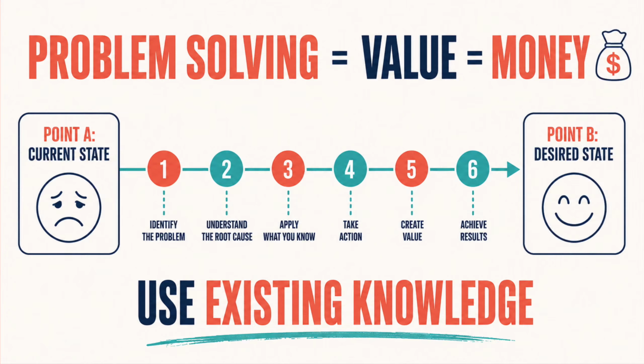So, what you do is number one, you help them identify the problem. Number two, you understand the cause of the problem. Number three, you get to apply what you know about the problem. You get them to take action. That is usually the most difficult step.